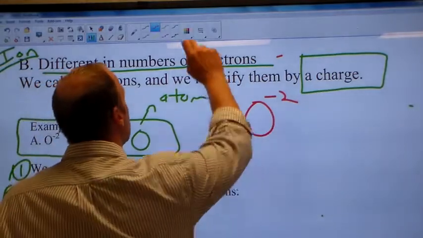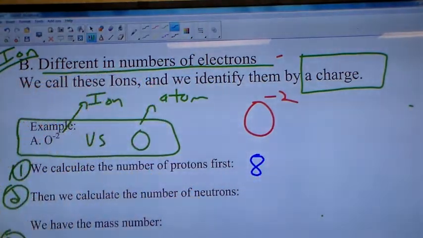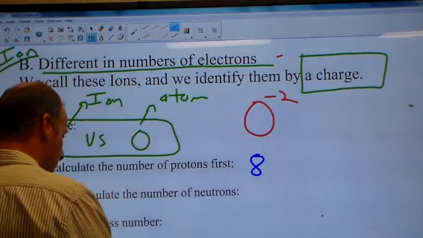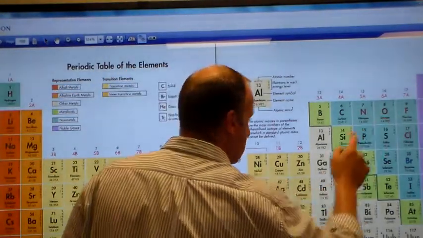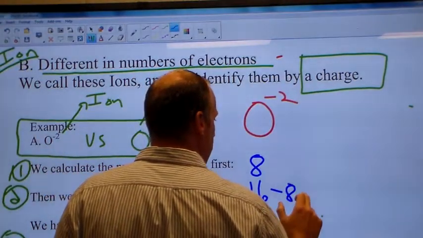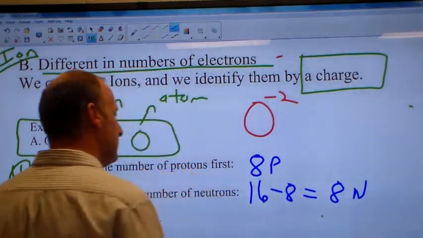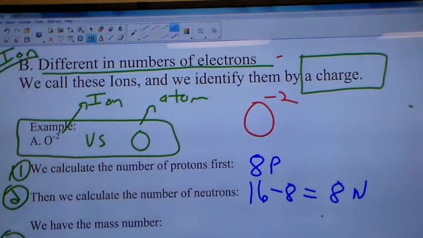So I'm going to go ahead and list my number of protons. Calculate the number of protons first. Calculate those as 8. Now this is not an isotope, because we are not given any other mass other than what's on the periodic table. And so we take the big number off the periodic table, which is 16, and we subtract out the 8. From the number of neutrons, we get 8. We have 8 protons and 8 neutrons.